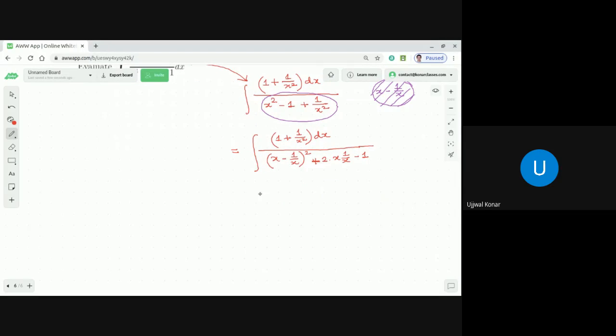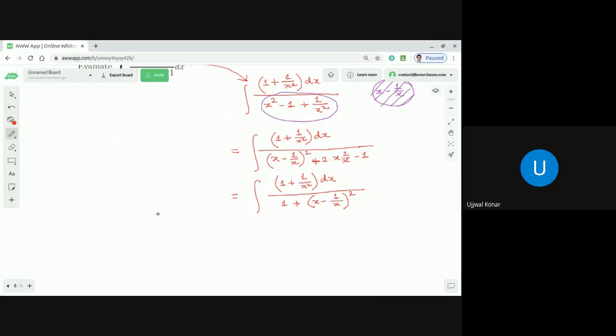So I think Mohor, you got a little bit lost after this step. So what happened is that 1 plus 1 by x square dx becomes 1 plus x minus 1 by x whole square. All of you agree with me?